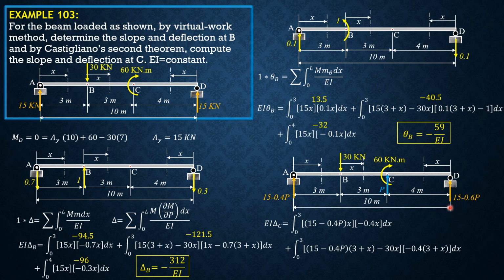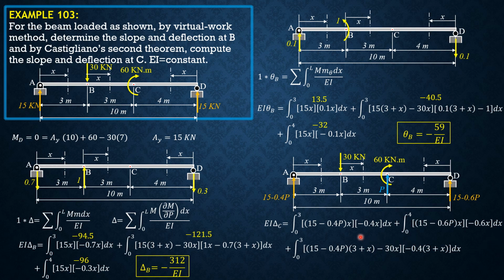It is the integral of quantity 15 minus 0.6P of x. Then the partial derivative is negative 0.6 of x, because the variable is P. All the other present items will be considered constant. So negative 0.6P times x, the partial derivative is negative 0.6x dx.